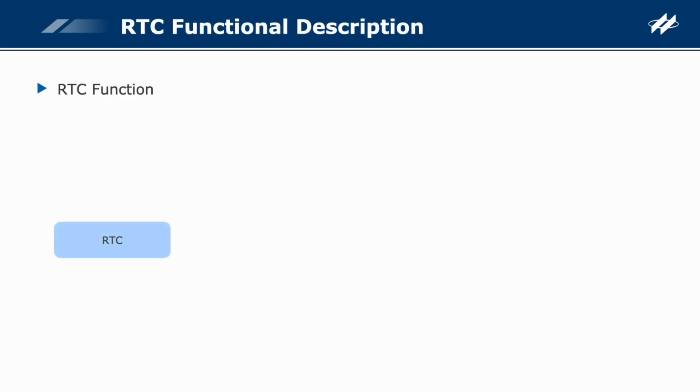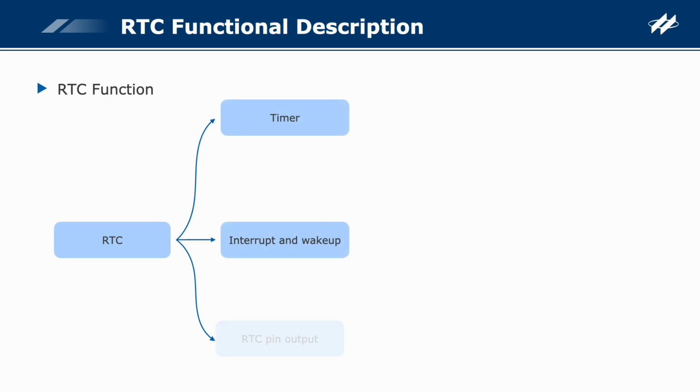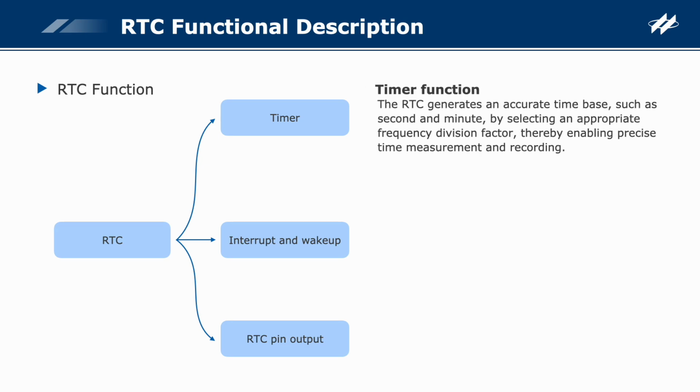The RTC has three main functions: the timer function, the interrupt and wake-up function, and the RTC pin output function. For the timer function, the RTC generates an accurate time base, such as second and minute, by selecting an appropriate frequency division factor, thereby enabling precise time measurement and recording.